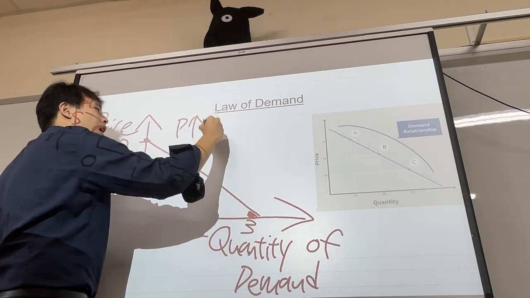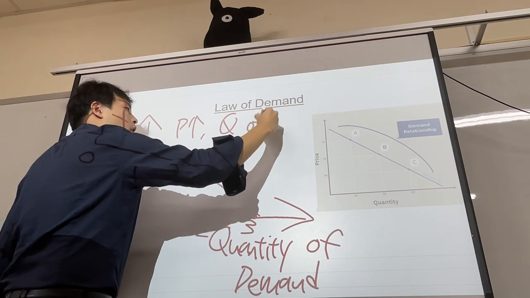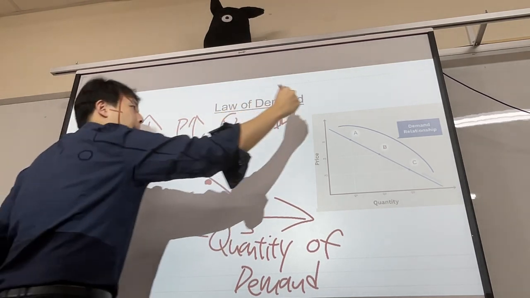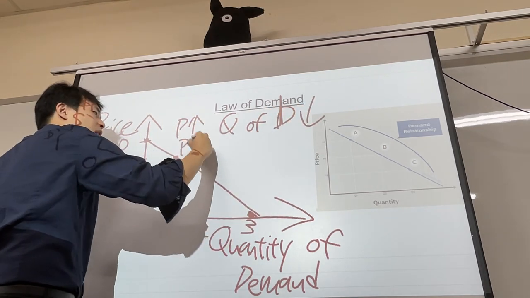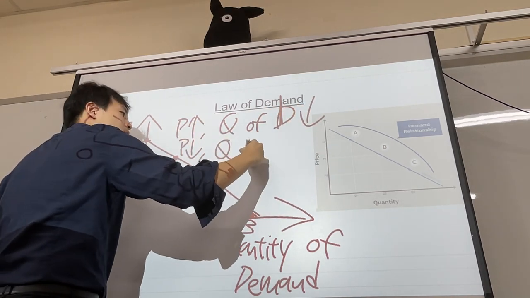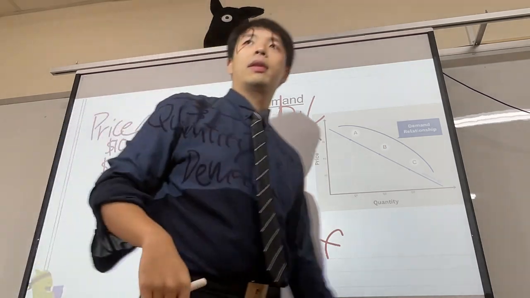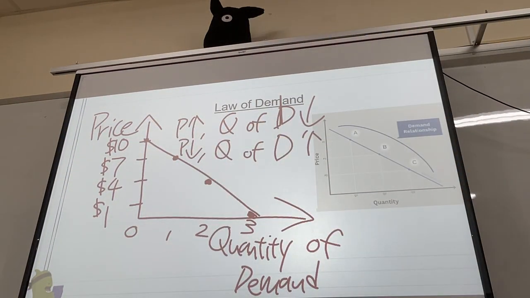$1,000. When the price is up, the quantity of demand goes down. When the price is down, the quantity of demand is up. Good job, team. Make sense? We good? Yes. Good job, team.